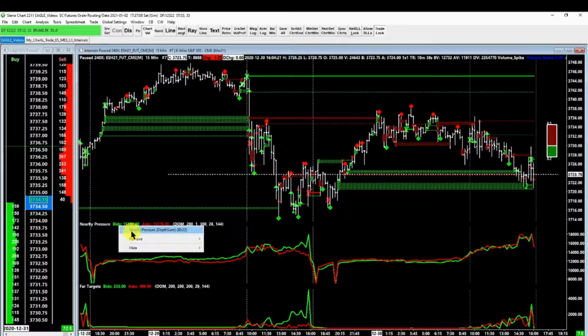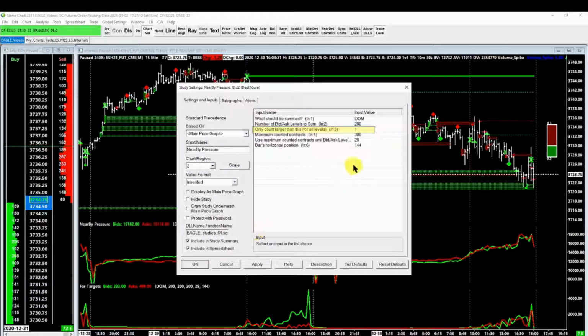For the nearby pressure subgraph, we use 1 for the input only count larger than this, because for the near levels we want to include small values too. But for these nearby 28 depth levels, we only count depth values up to 300 contracts. Those are obviously values that we use for the ES. With other contracts, we may require different values. The reason for limiting the maximum number of limit orders is that we don't want one or two levels with extreme values to skew the sum that we get here.